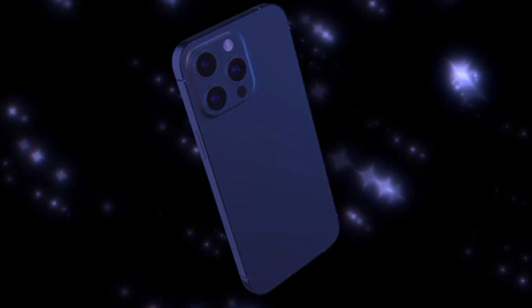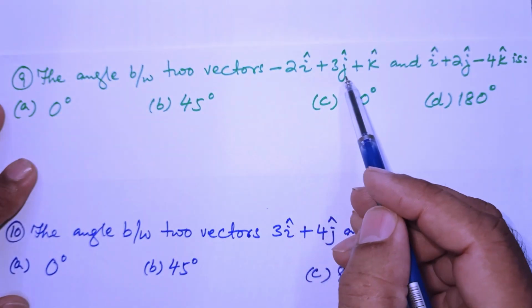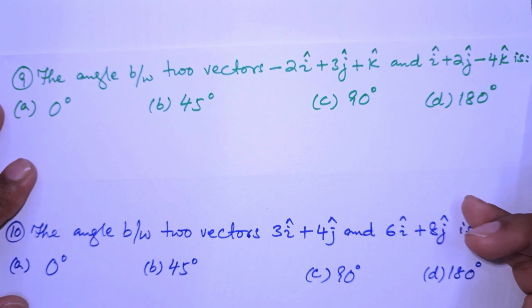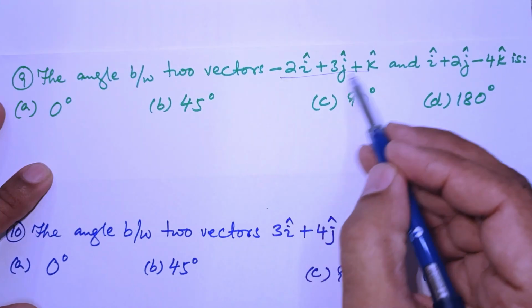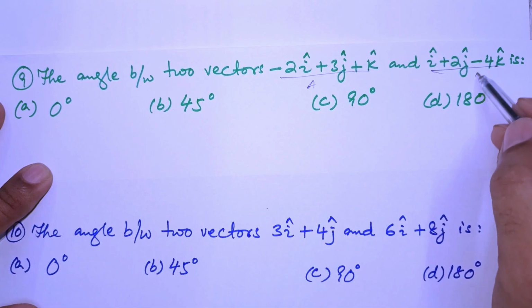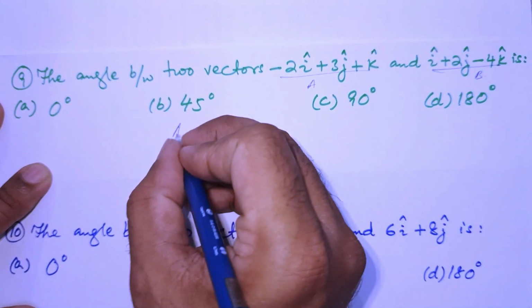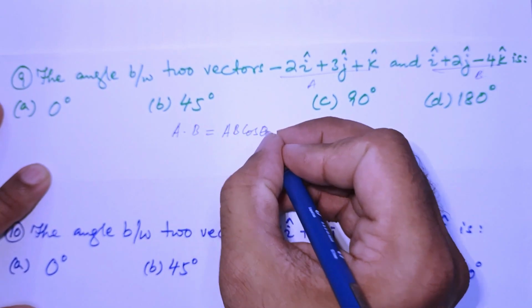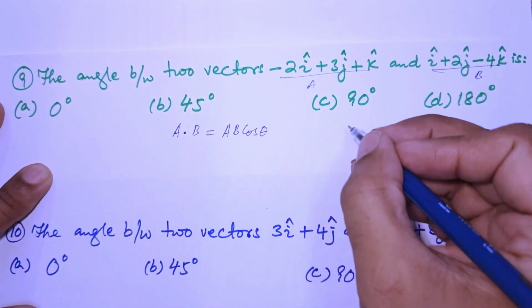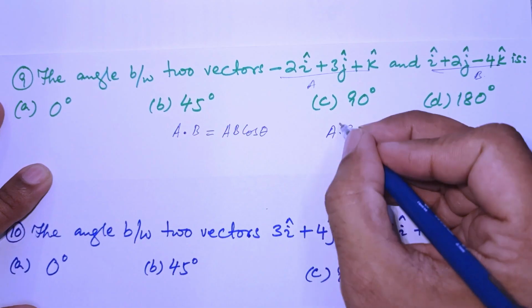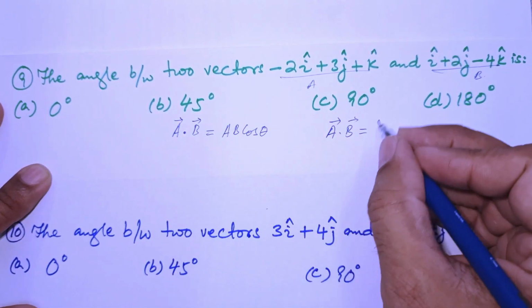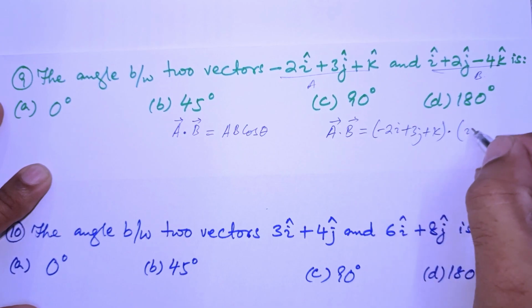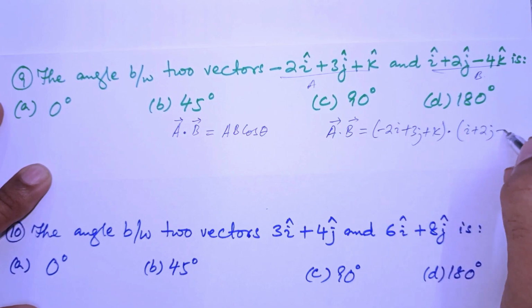The angle between two vectors minus 2i plus 3j plus k and i plus 2j minus 4k is how much? Let this be the vector A, this be the vector B. Okay, we need A dot B equals AB cos theta. So let's first find out A dot B. A dot B is how much? A is minus 2i plus 3j plus k dot i plus 2j minus 4k.